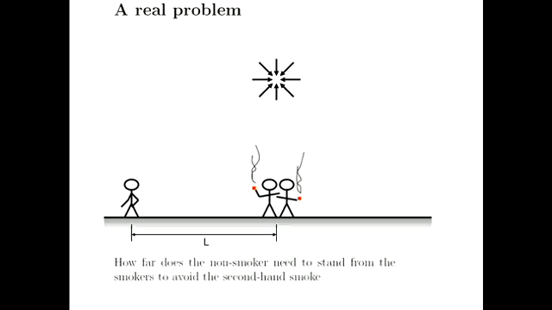Okay, so the question is, how far does the non-smoker need to stand from the smokers to avoid the secondhand smoke? Okay, so that language, I think, is very much of the anti-smoking community. Okay, so not to be discriminatory, because I know that probably some of you smoke, we can pose it another way. How far would the smokers need to stand from the non-smoker to avoid giving them free smoke? Okay, it's exactly the same problem.